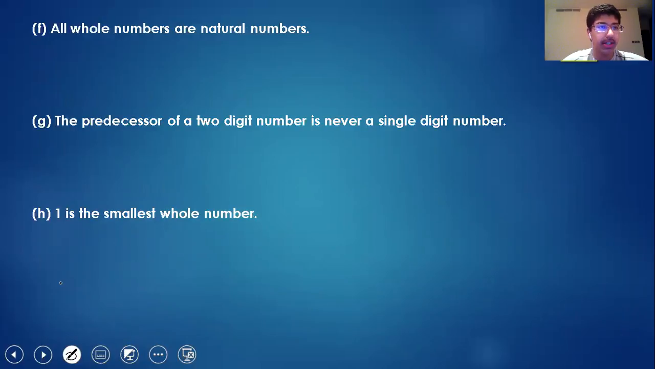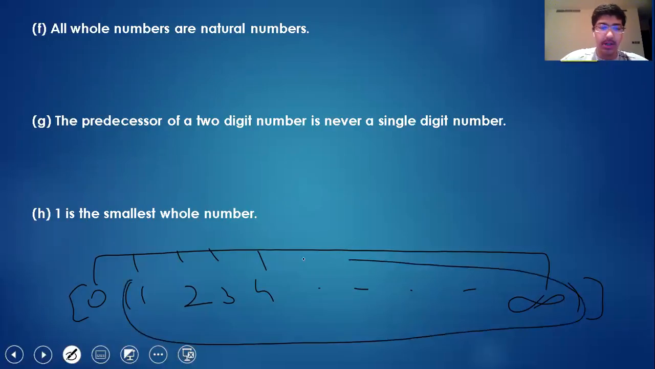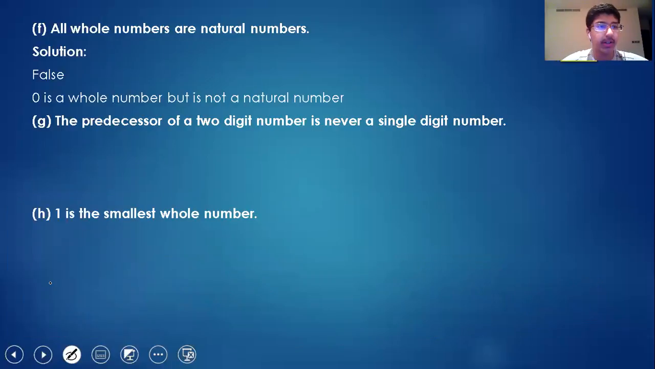Next one, all whole numbers are natural numbers. Again, taking the number line, as I explained, 0, 1, 2, 3, 4, infinity. Natural numbers are from 1 to infinity, whole numbers are from 0 to infinity. So obviously, zero does not lie in natural numbers, whereas all the other numbers except zero do. Since zero is not included in natural numbers, this statement is false. Zero is a whole number but not a natural number.